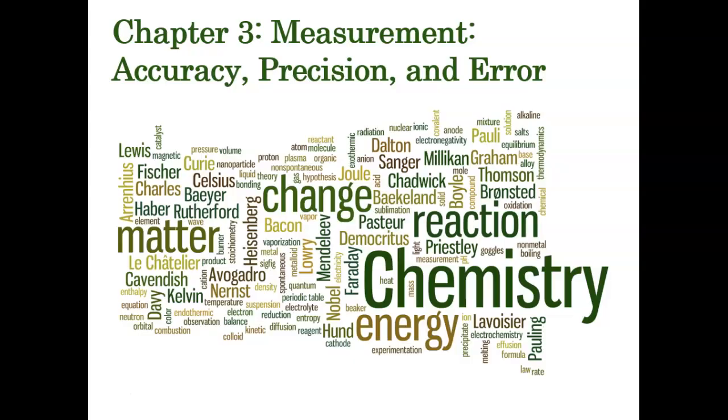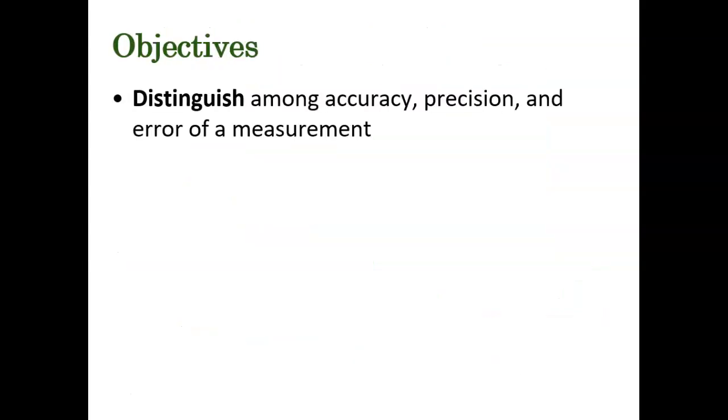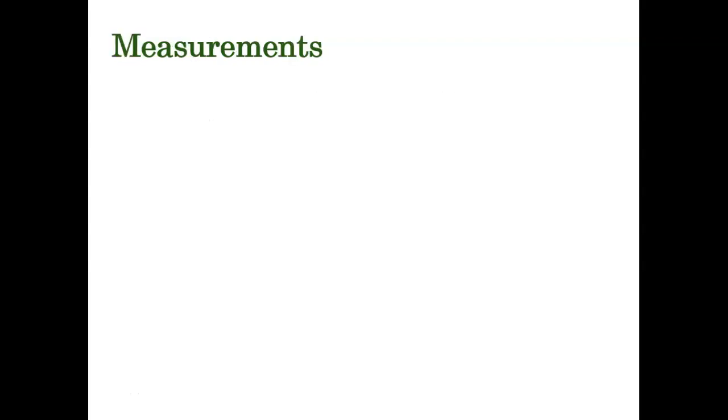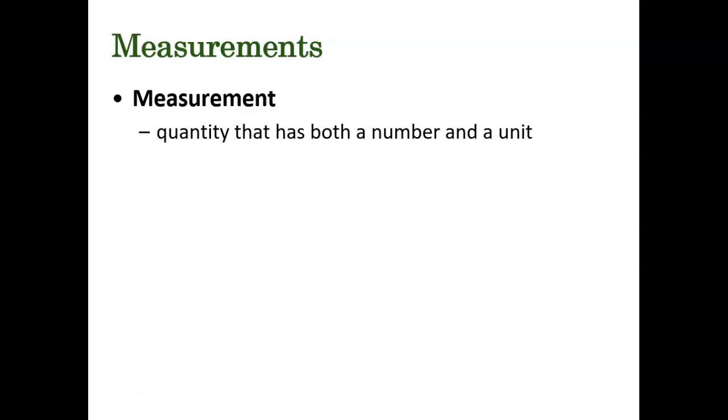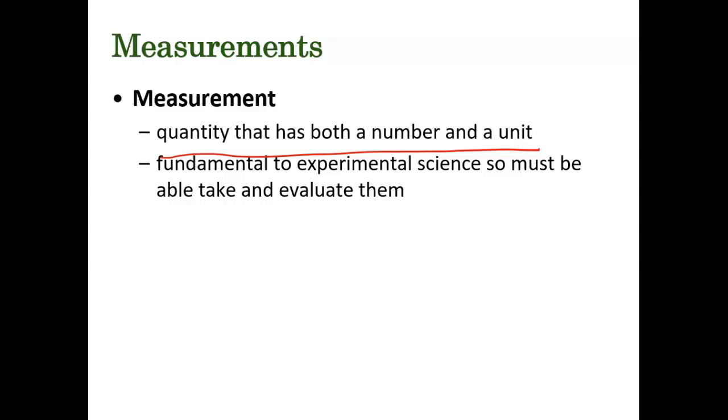Okay, are we ready? All right, here we go. Our objective is to distinguish among accuracy, precision, and error of measurement. So measurements, what are they? Measurements are a quantity that has both a number and a unit. Here I'm underlining, so you should write this down. Fundamental to experimental science, you must be able to take and evaluate them. So you need to know how to measure things. We're going to practice that in class also. But right now, we're going to evaluate measurements.